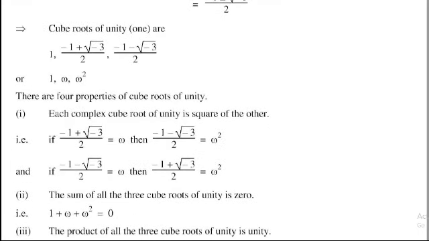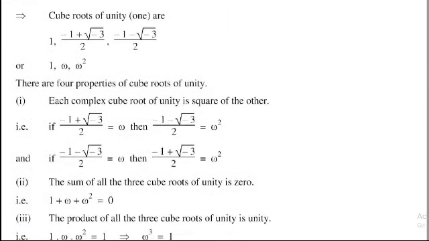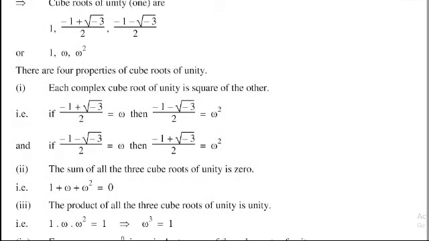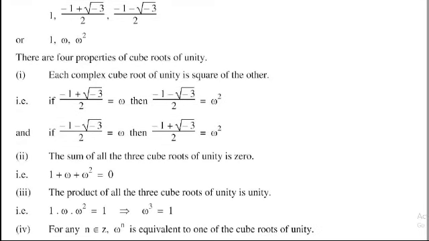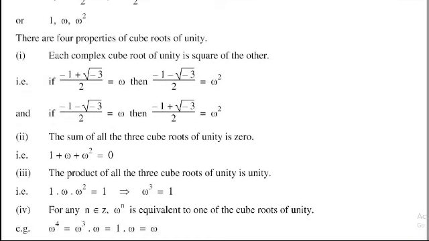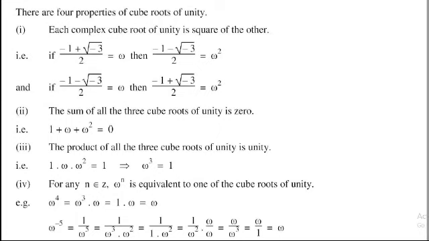The product of all the 3 cube roots of unity is 1, that is 1 dot omega dot omega square is equal to 1, which implies that omega cube is equal to 1. For any n belonging to the integers, omega power n is equivalent to one of the cube roots of unity, that is omega power 4 is equal to omega cube dot omega, which is equal to 1 dot omega, that is omega.